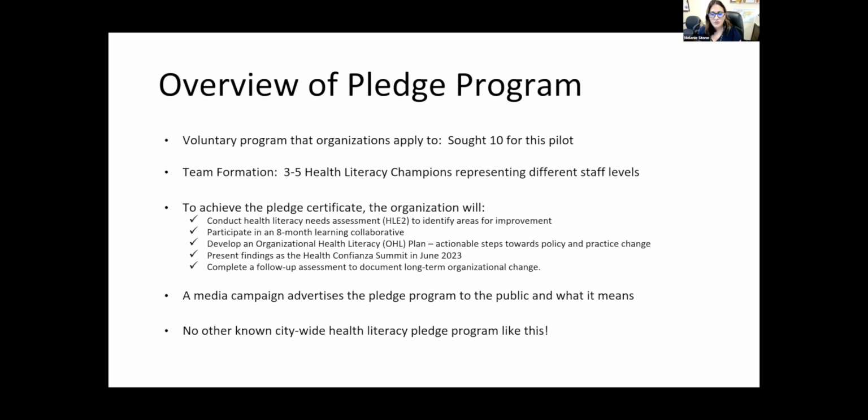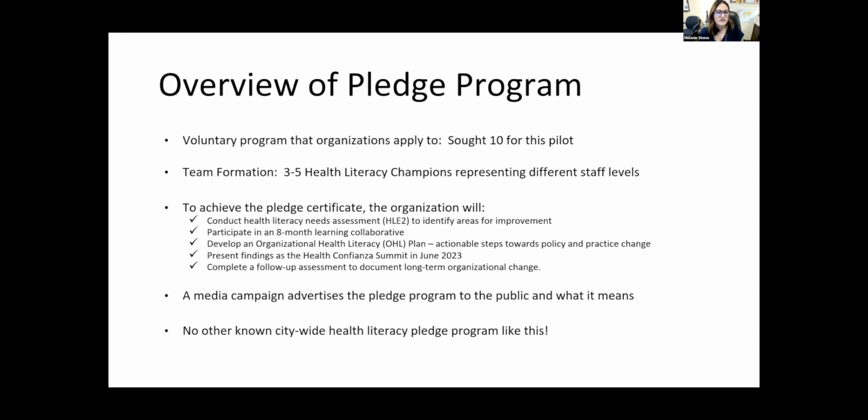The organizations were asked to identify 3 to 5 staff members who represent different levels, such as an on-the-ground health educator, a supervisor, a manager, to be the health literacy champions who would participate in the program. And the senior leader was invited to attend, but not required. We did have a handful of senior leaders who would attend some of the programming.